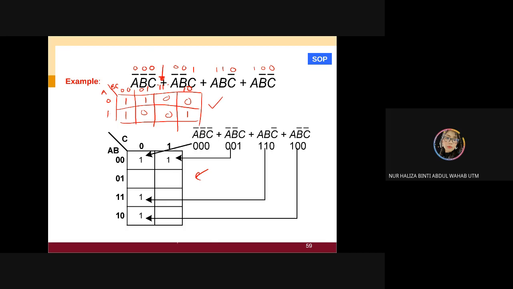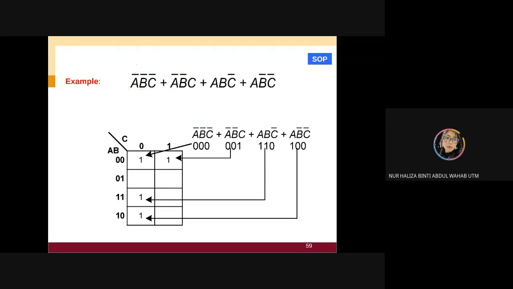How similar? After you know the grouping, then you try to group. Did you get the similar answer or not? Okay, the rest will be 1, 1, 1, 1, 0, 0, 0. That is how you can draw the KMAP from your Boolean expression.